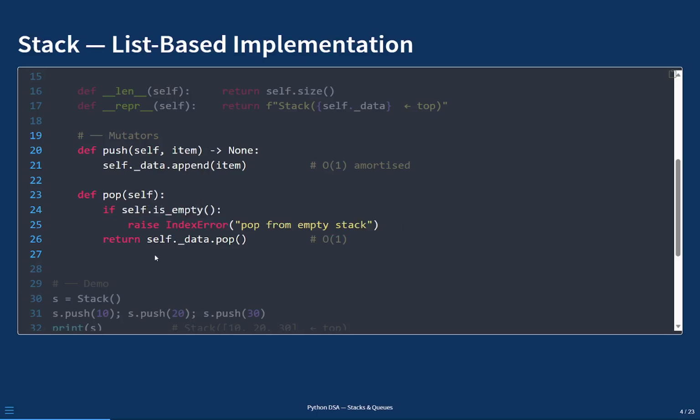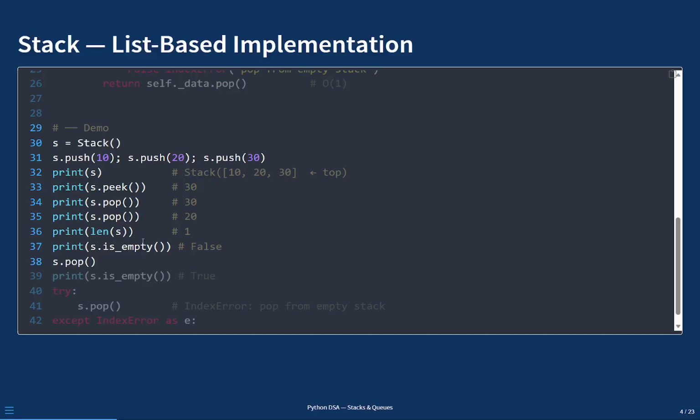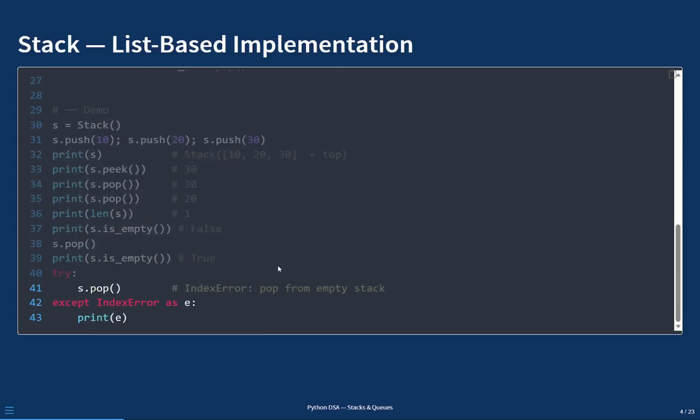The demo traces exactly what you'd expect. Push 10, 20, 30. Peek returns 30 without removing it. Pop returns 30, then 20. Length is now 1. Another pop empties the stack. A further pop raises IndexError, caught and printed.